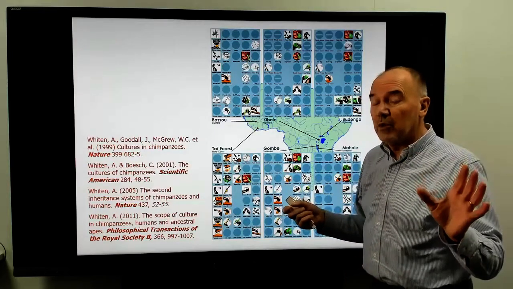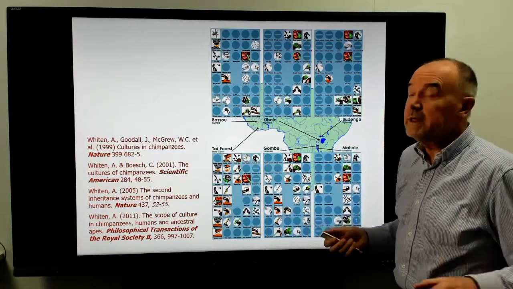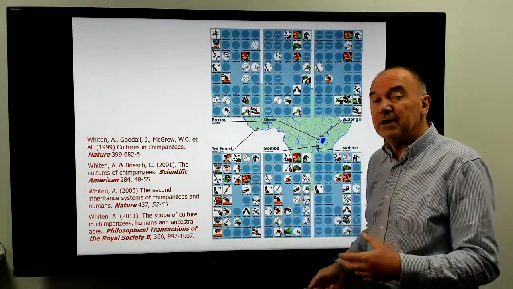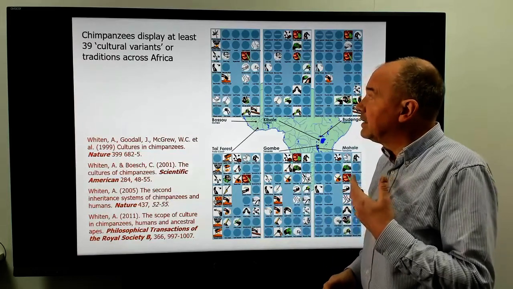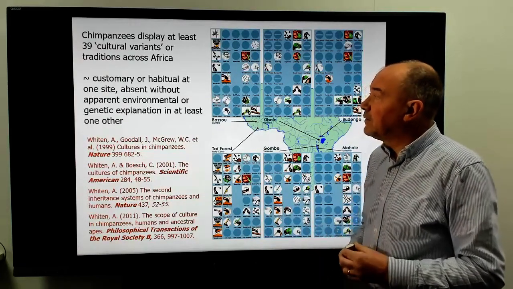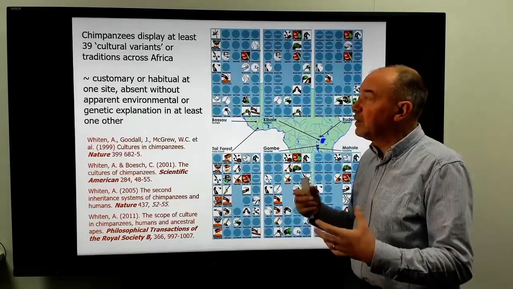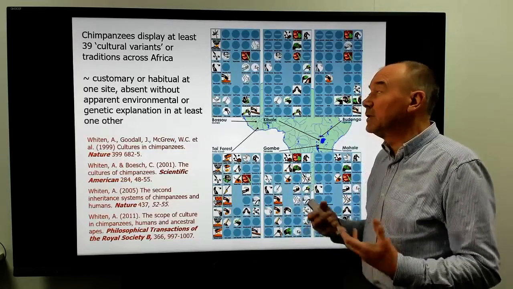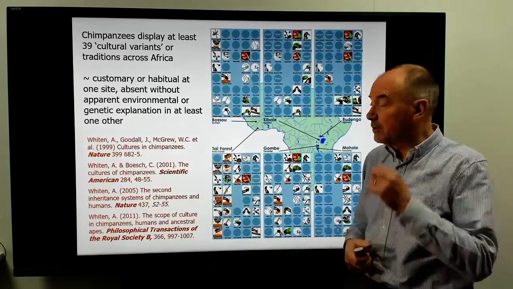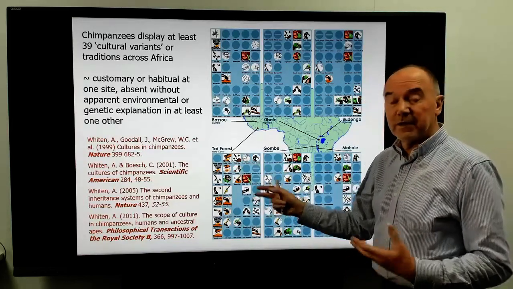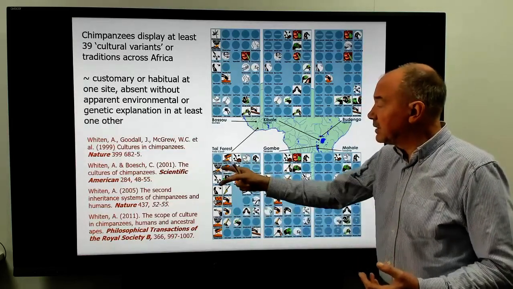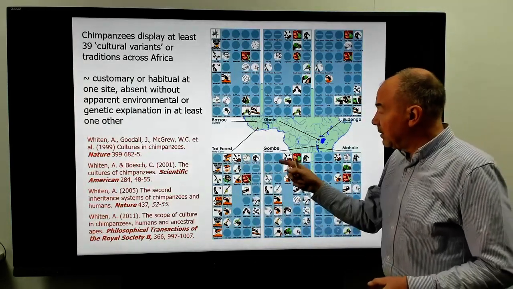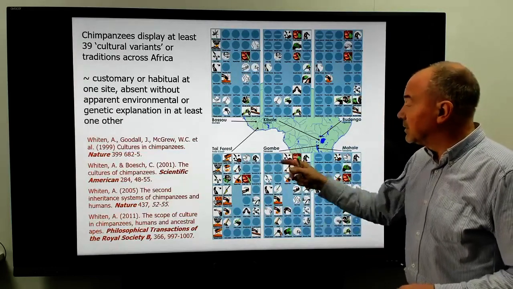Well, in this study in 1999, we pulled all this information together, and the conclusions we came to, and I'll talk more about this in a later lecture in more detail, is that chimpanzees have as many as 39 different traditions and cultural variants, and those are defined because they're customary or habitual at one site, very common, and yet they're absent somewhere else without, so far as we can see, any obvious environmental or genetic explanation. So here in each of these panels is the 39 possibilities. They're lit up as squares if they're customary, slightly less common circles if they're what we call habitual, and they're just blue circles if they're absent.